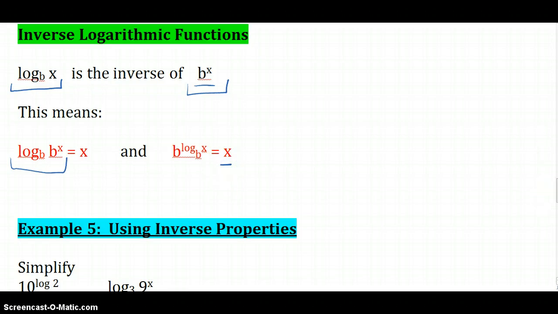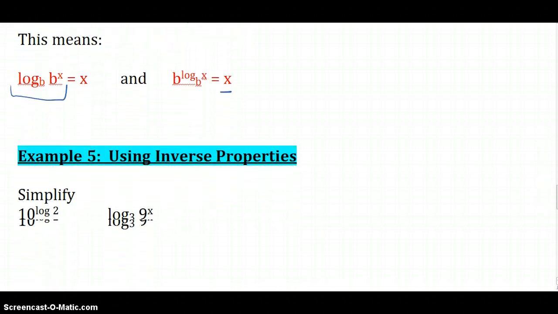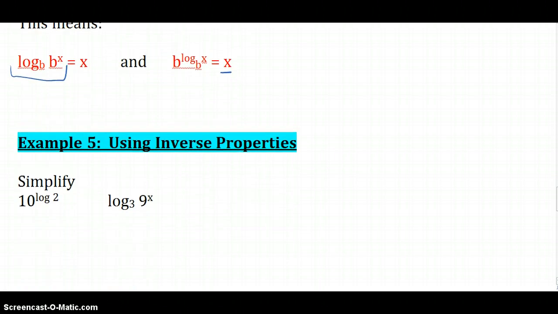So let's look at some examples to try and make some sense of all those different letters. Remember I said that the base of just a log is 10. So really, I can write this as 10 to the log base 10 of 2. Since these are inverses, it's like these cancel out, and your answer is 2. That's simple.